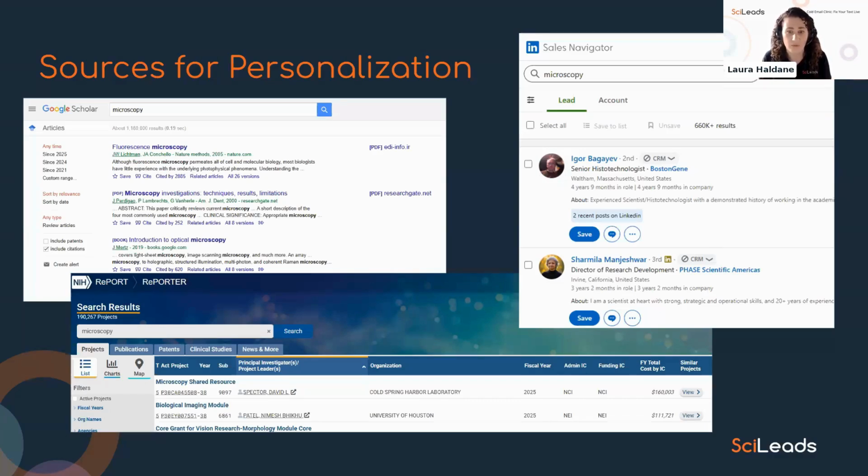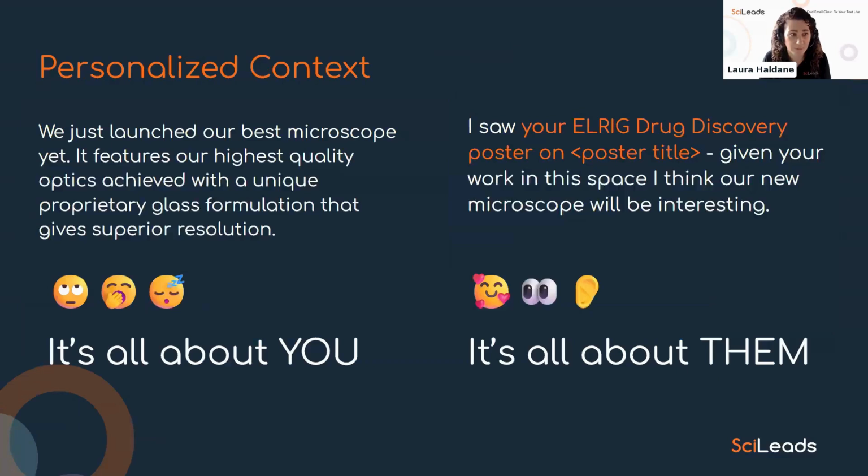So whenever we come to actually personalizing our emails, we don't want to just talk about your generic stuff, like why your microscope is the best. We want to talk about why it's the best for them. Like, you know what poster they presented at LRIG or Neuroscience or whatever we're reaching out to. You can pull that data in, and that's going to get them much more excited because you're talking about them and why it's useful for them.